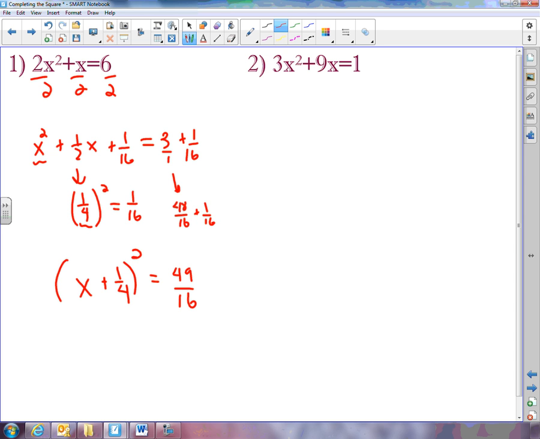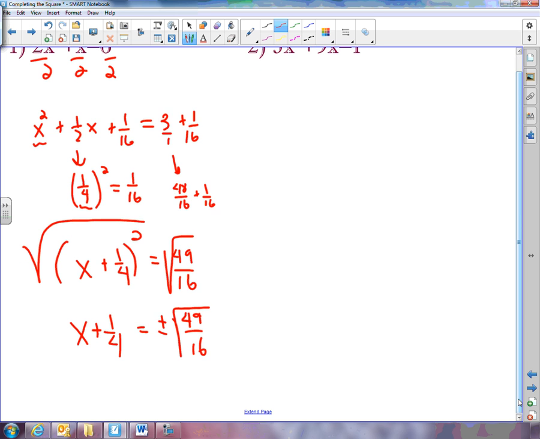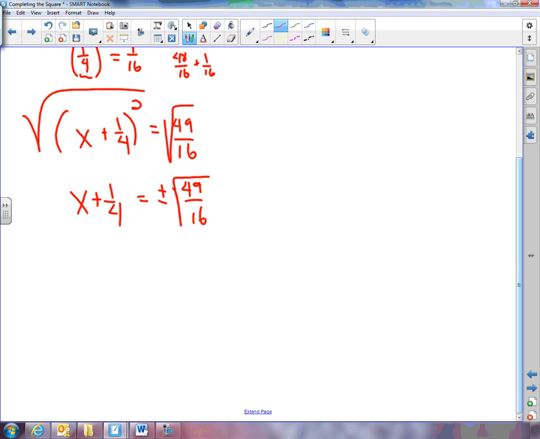So now, in order to solve this equation, I'm going to go ahead and take the square root of both sides. That's going to give me x plus 1/4 equals plus or minus the square root of 49 over 16. So in order to simplify this radical, you should hopefully recognize both the numerator and the denominator as perfect squares. So just go ahead and take those square roots. The square root of 49 is 7. And the square root of 16 is 4.